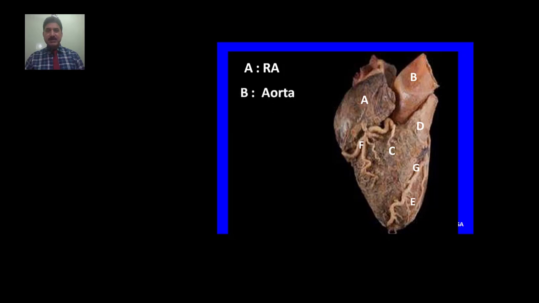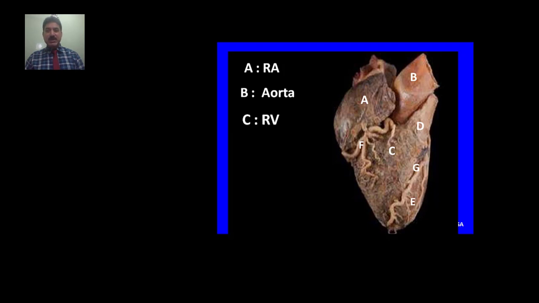B represents aorta. Remember, aorta lies posterior to the pulmonary trunk. On dissection table, you can differentiate between the pulmonary trunk and aorta by keeping in mind that it lies posterior to the pulmonary trunk. Second important point is that if we see the wall thickness of the two vessels, aorta since it pumps blood into systemic circulation in contrast to pulmonary trunk which pumps blood into pulmonary circulation. So the thickness of aorta is 6 times more than the thickness of pulmonary trunk.